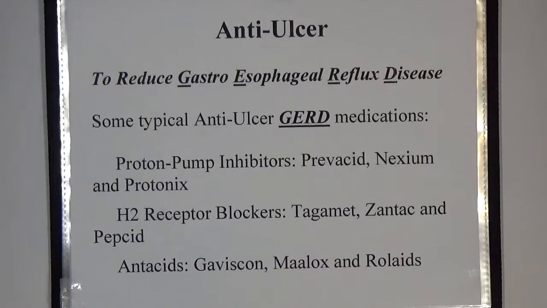The most common symptoms of GERD are heartburn, regurgitation, and trouble swallowing the acidic stomach contents that go up the throat and back down again. Some typical anti-ulcer GERD medications are proton pump inhibitors such as Prevacid, Nexium, and Protonix, H2 receptor blockers such as Tagamet, Zantac, and Pepcid, and antacids such as Gaviscon, Maalox, and Rolaids.